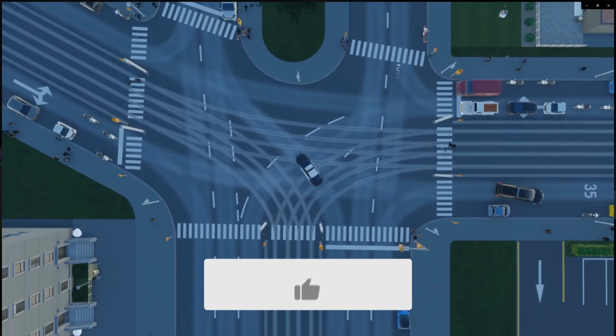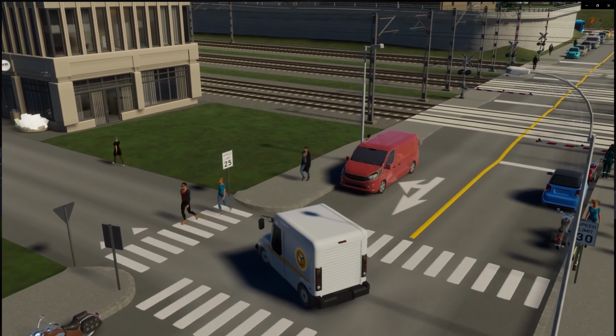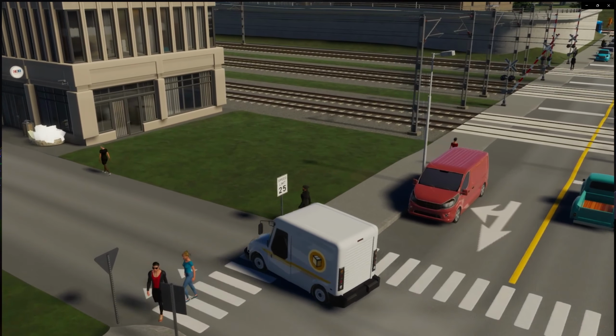Pathfinding has changed. In Cities Skylines 2, four main factors influence how people move through your city.